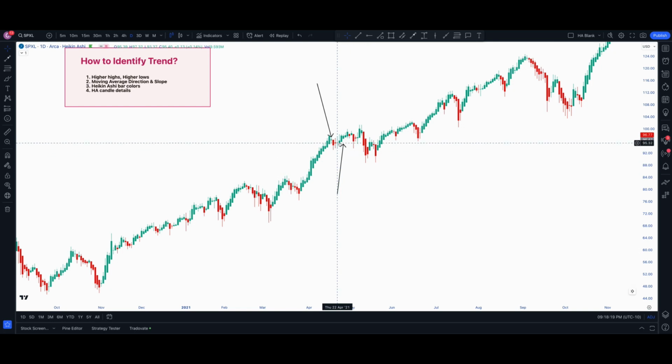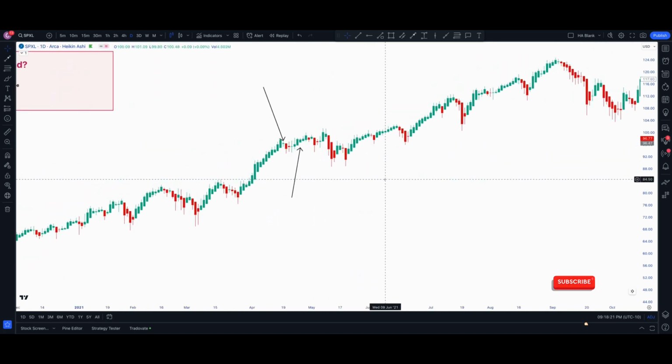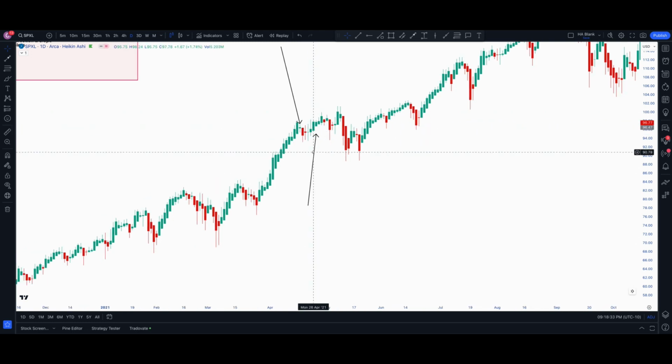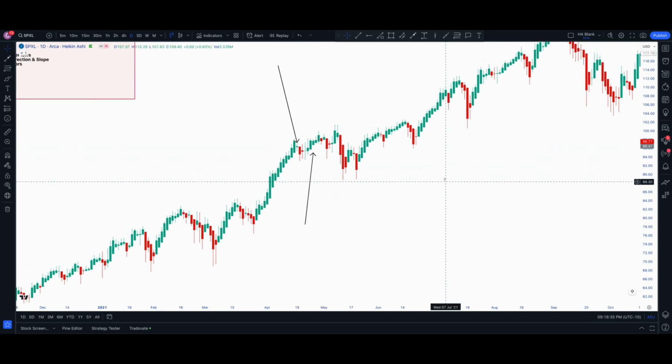Why? Well, I have upper and lower wicks. As I zoom in here, I have upper and lower wicks on these candles. I have small candle bodies, bigger candle body, lower wick, red, lower wick, upper wick. It's just a mess in there. That's not the pretty trend that we're looking for.